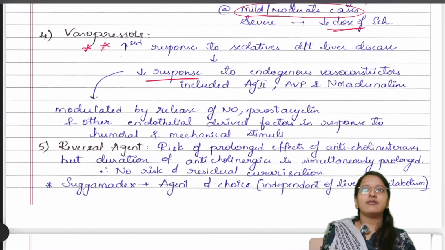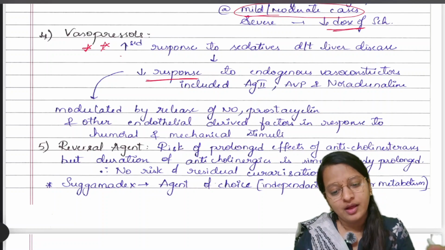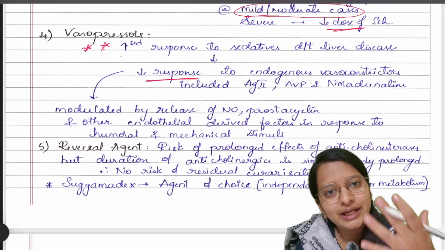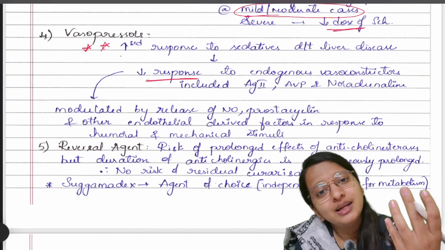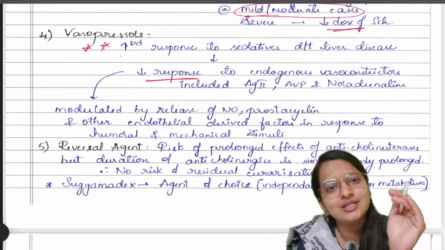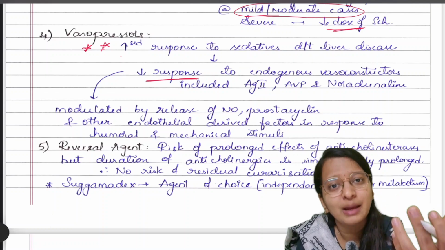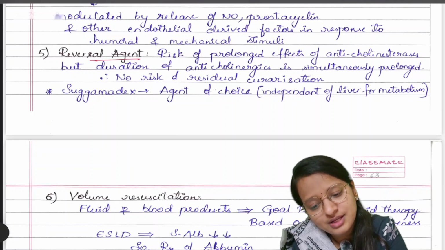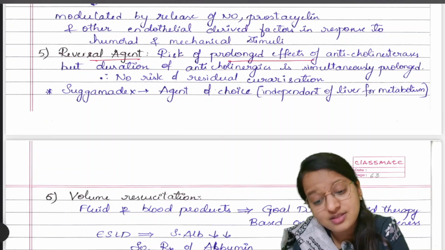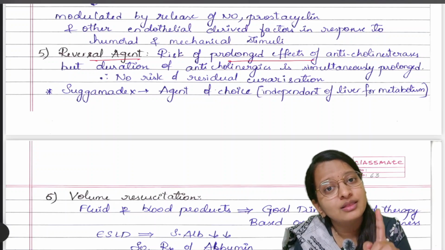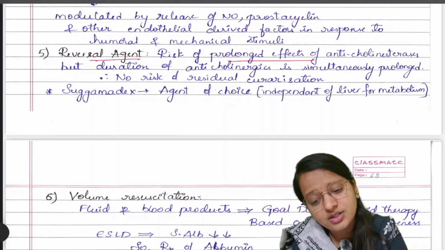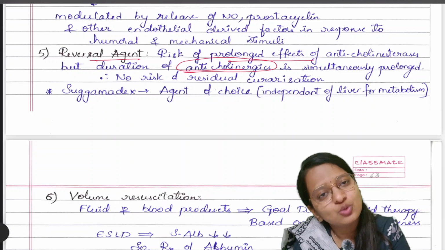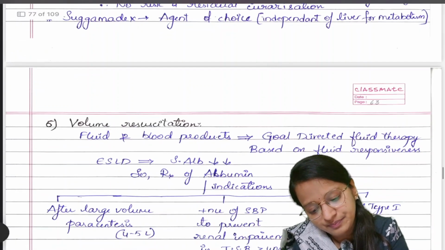So, up to some extent, our endogenous vasoconstrictors will help to maintain the BP, right? But in liver disease, what happens? There will be decreased response. So, we are more worried about hypotension. Coming to reversal agent, of course, there is risk of prolonged effects of anticholinesterase and also prolonged effect of anticholinergics also. So there won't be residual curarization, but sugammadex is a better agent of choice.